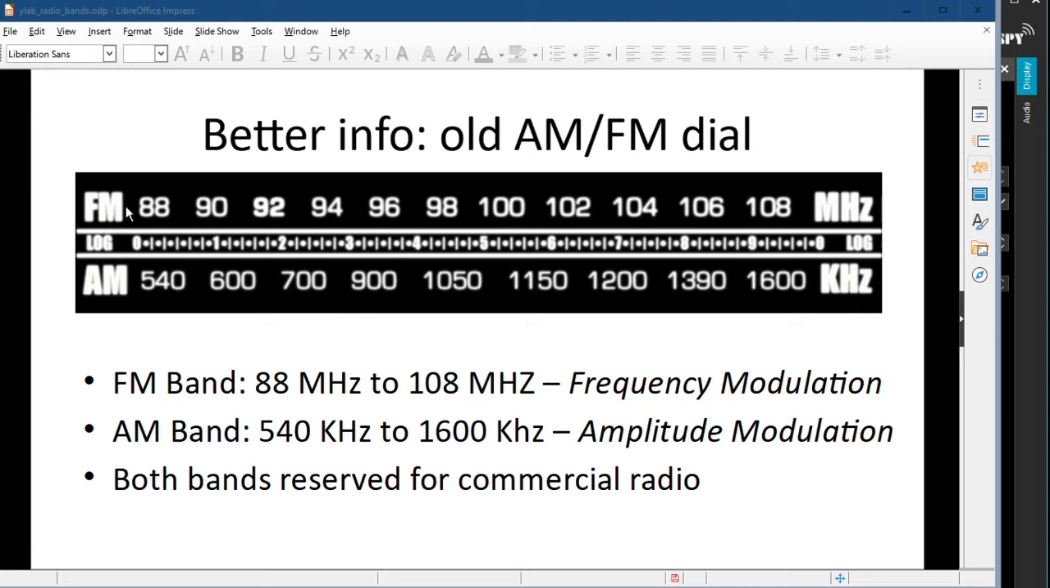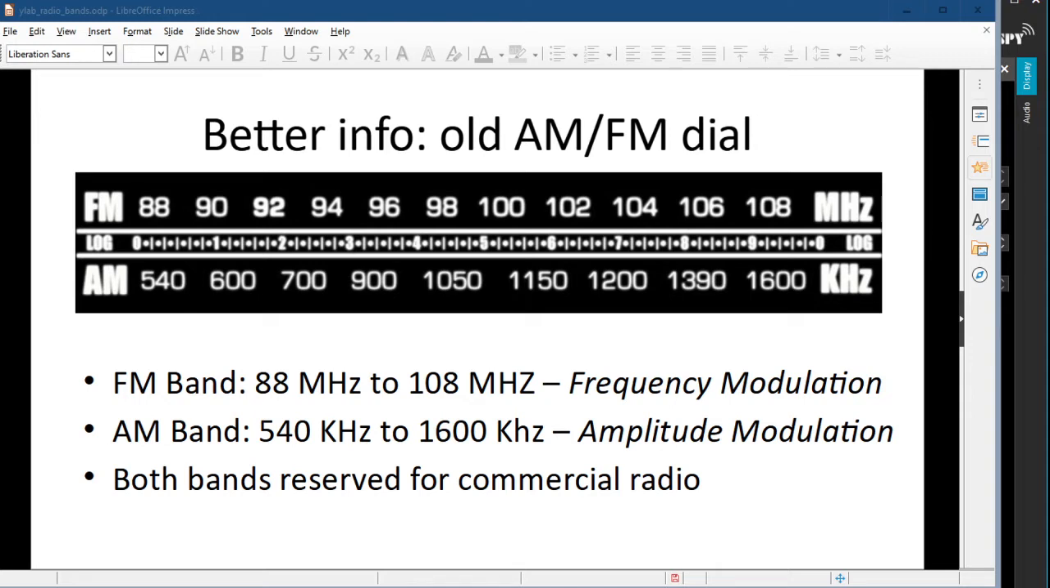The FM band goes from 88 to 108 megahertz. The AM band goes from 540 kilohertz to 1600 kilohertz. The two bands are reserved for commercial radio. The radio stations are each assigned a frequency for their area within that band, and they're not allowed on any other frequency. Most radios will only receive signals within these two bands.